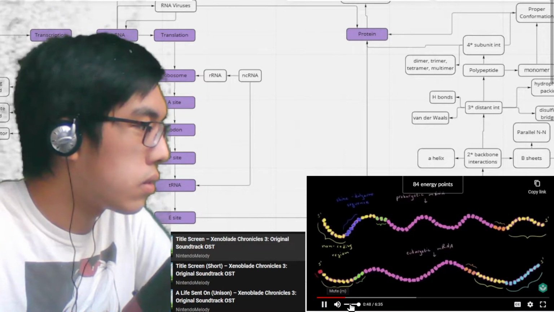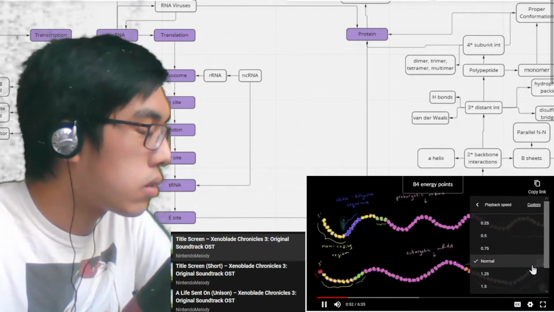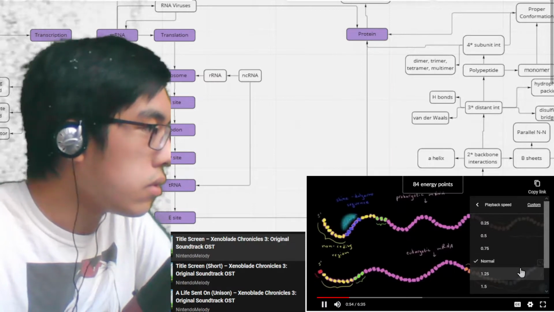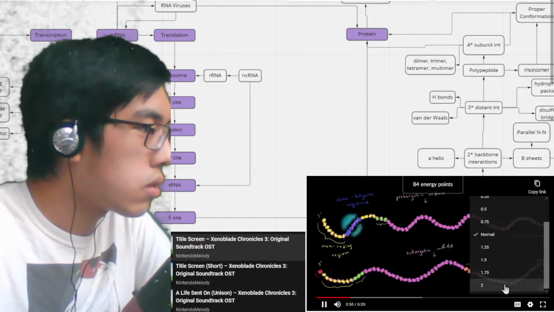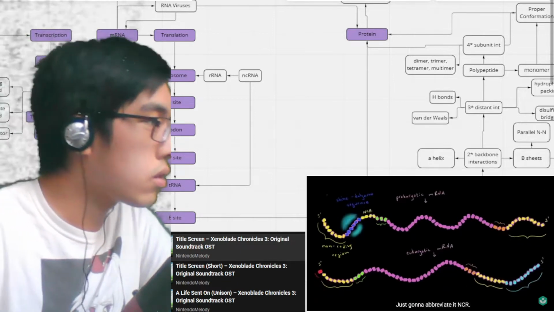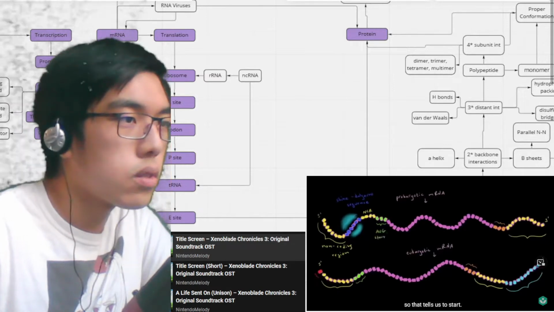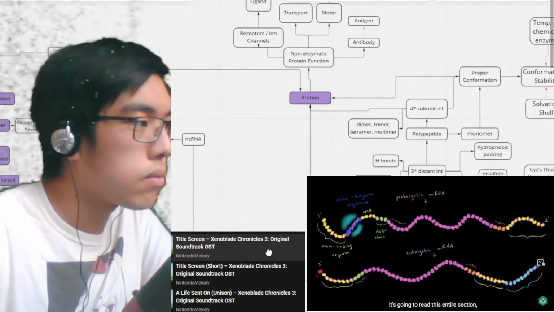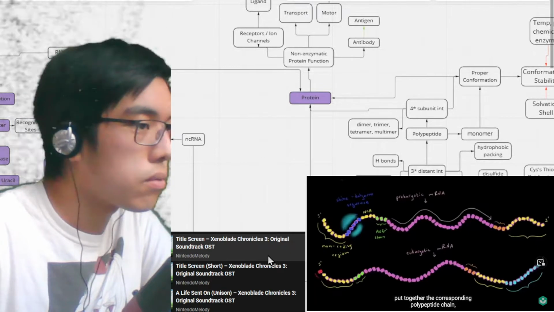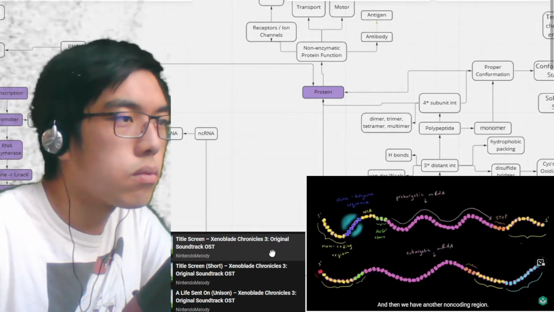Is the site that the ribosome is going to recognize and bind to. So let's just do a ribosome right over here. This is where the prokaryotic ribosome is going to bind. And then after the Shine-Dalgarno sequence, we have another non-coding region, just going to abbreviate it NCR, and then we have our start codon, which is typically AUG. So that tells us to start. And so the ribosome is going to start translating. It's going to read this entire section, put together the corresponding polypeptide chain until it hits the stop codon, which tells it to stop translating. And then we have another non-coding region.